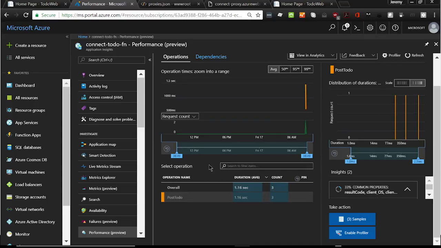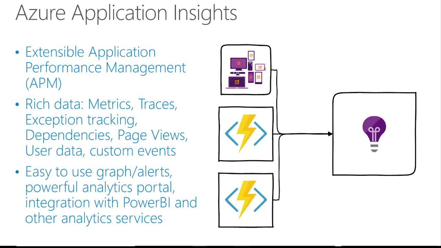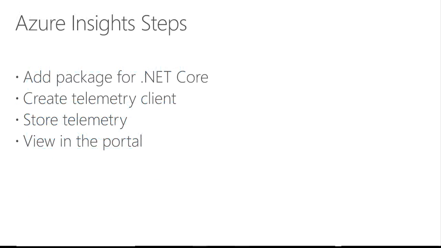I'm less interested in how long it takes for that entire endpoint to be called. And I'm more interested in things like, some of you, when you saw me creating the to-do context, you probably said, oh, he's looking at configuration settings and creating that connection every time. What is the overhead for that? Let's take a look at what it takes to instrument for custom dependencies. So we're going to add a package, create a client, store the telemetry, and view that in the portal. That's our last set of steps.